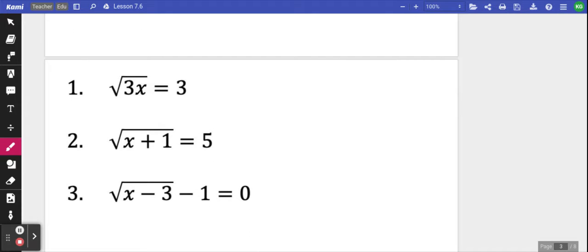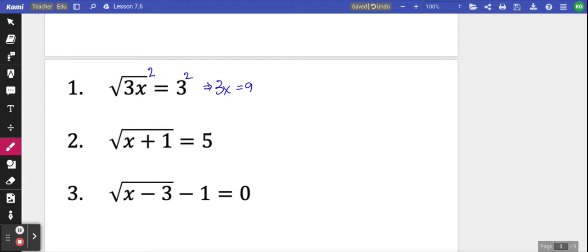All right, so number one, we're going to check: is our radical alone? That means there's nothing added or subtracted or multiplied in front or behind the radical. And the answer is no, because it's the square root of 3x. It doesn't say the square root of 3x plus 7. So in order to undo the square root, we're going to square both sides. And so the square root of 3x squared becomes 3x, and 3 squared is 9.